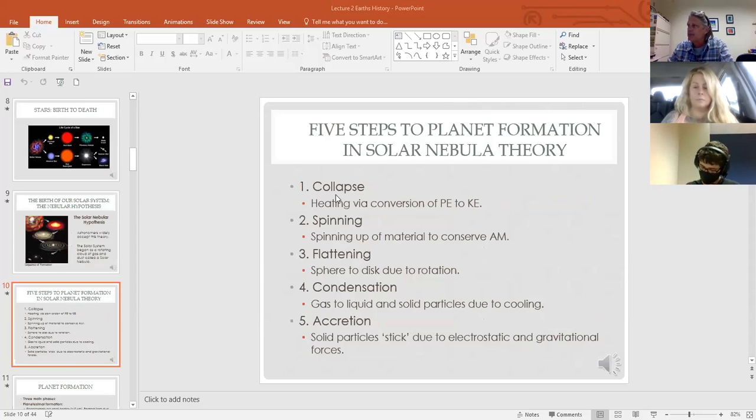So collapse is the first thing that occurs. Everything's spinning. Our disks become flattened. That's why the solar system is a flattened disk. And then you have cooling, and planets grow by accretion, sweeping out their orbit and growing that way.